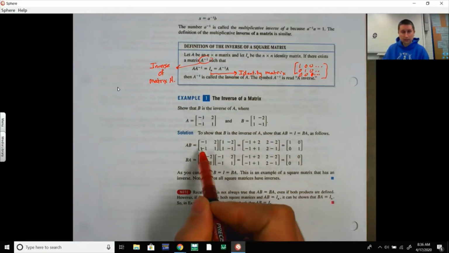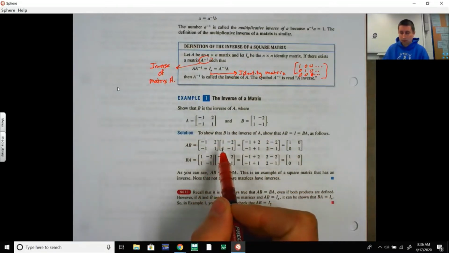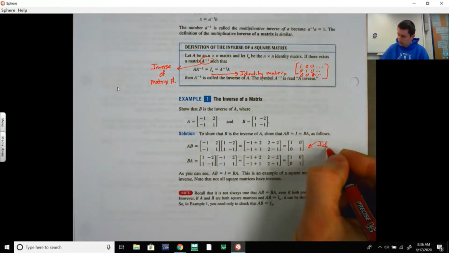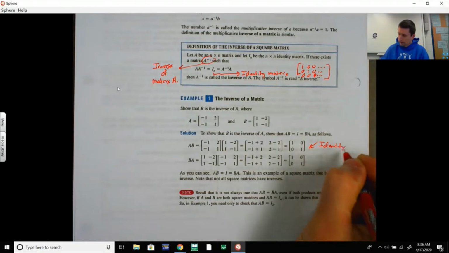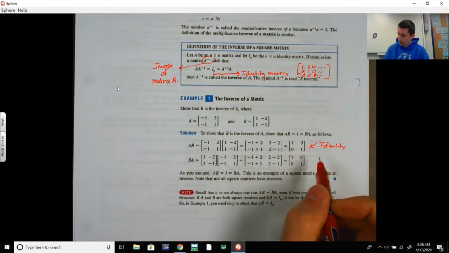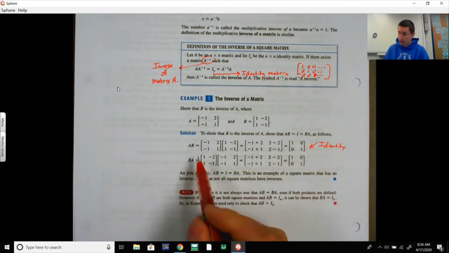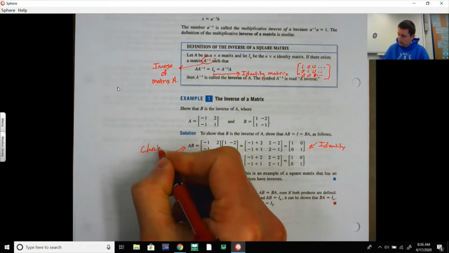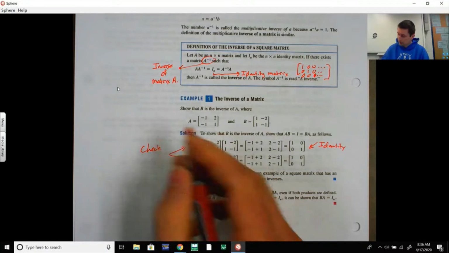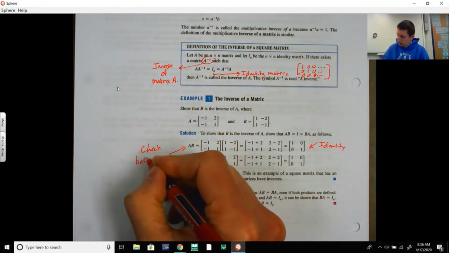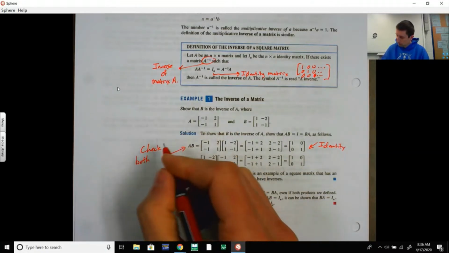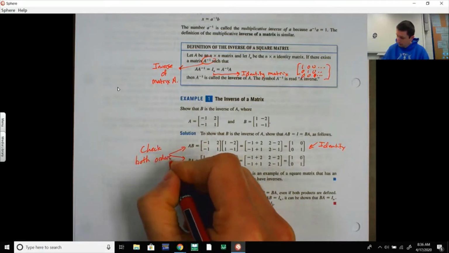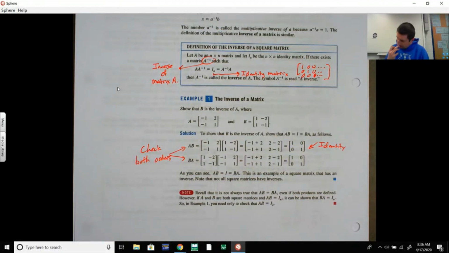So show that B is the inverse of A, where A is this matrix, B is that matrix. So you're going to multiply them together. And when you do A times B, you should get the identity. This is a 2 by 2 matrix. And if I take B times A, I have to check it both ways. There are a few instances where it will work one way, but maybe not the other. So check both orders, A times B and B times A.